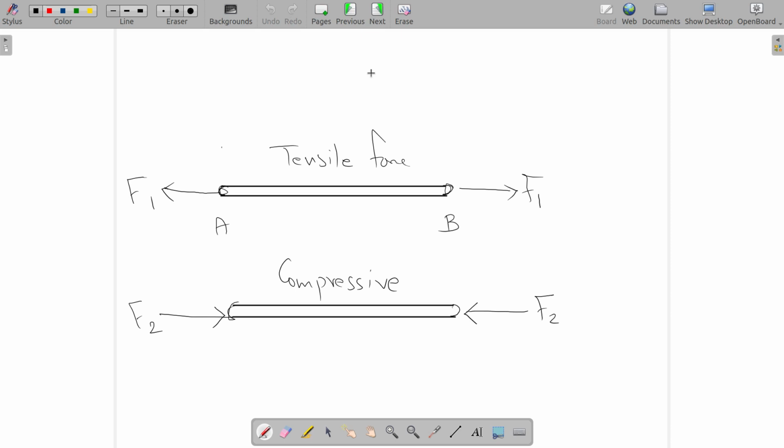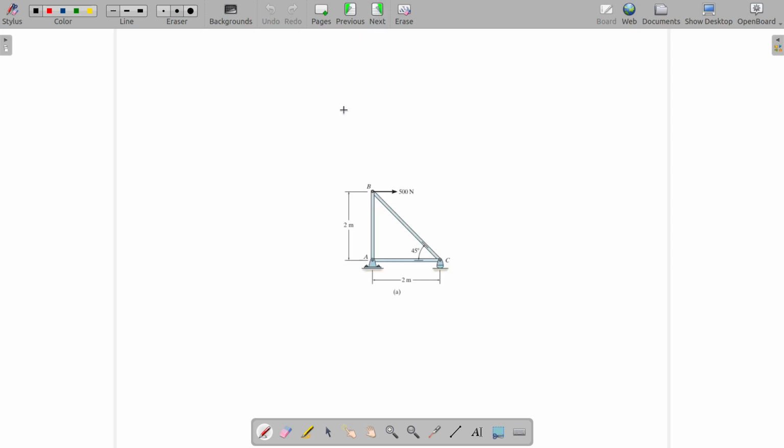Now I think I've given enough introduction for you. You know most of the basic laws in mechanics, so we will not spend a lot of time describing basic definitions. Let's go ahead and try to solve a problem. We have a very simple truss here. This one is a fixed support, and this is a roller support.